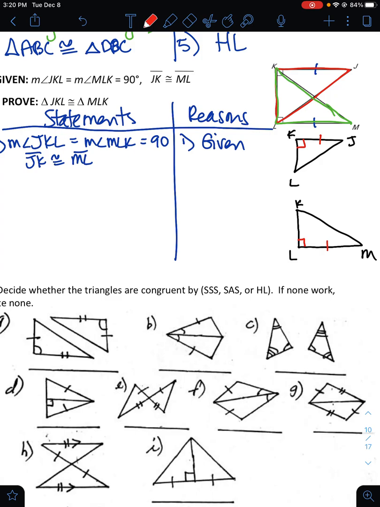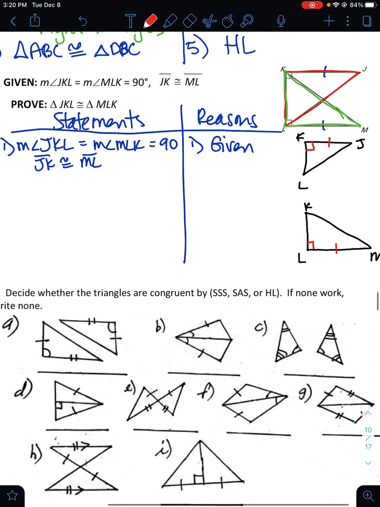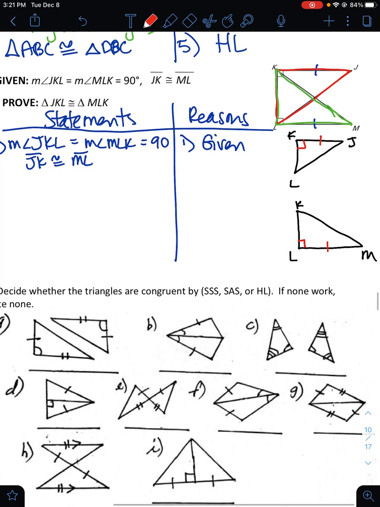Okay, so I am trying to go for, do I have side, side, side? Do I have SAS? Maybe I have HL. Okay, I've got the 90s, so I have a right triangle here. I can say that if I need it. I have one equal side. So KJ is a leg. If I'm going to go for HL, that means I need to figure out how to get JL and KM equal. And I don't know that there's really any theorem that will allow me to do that.